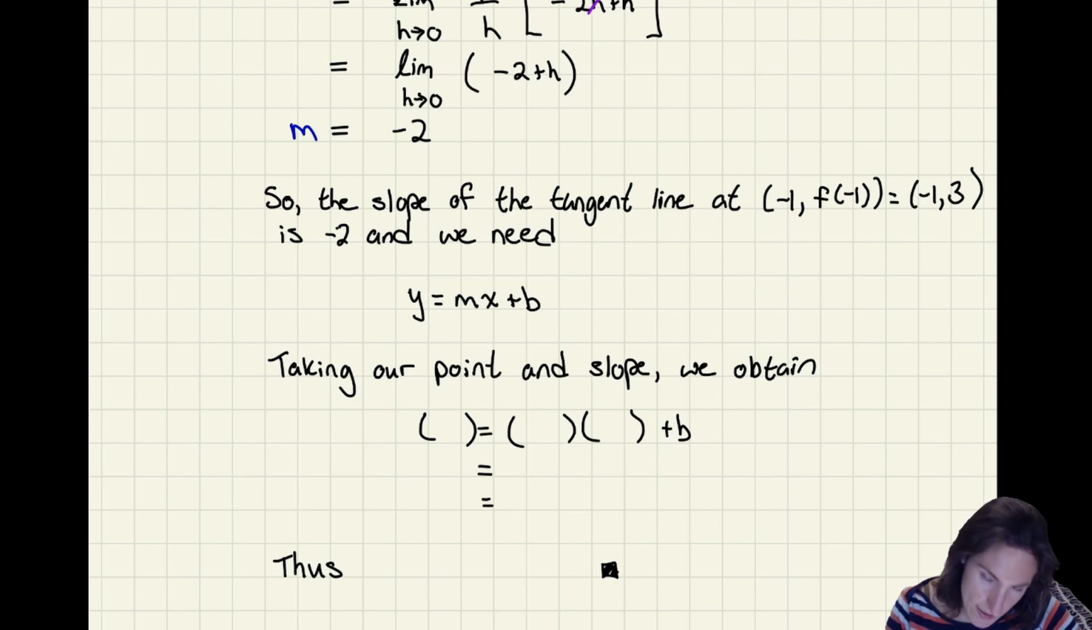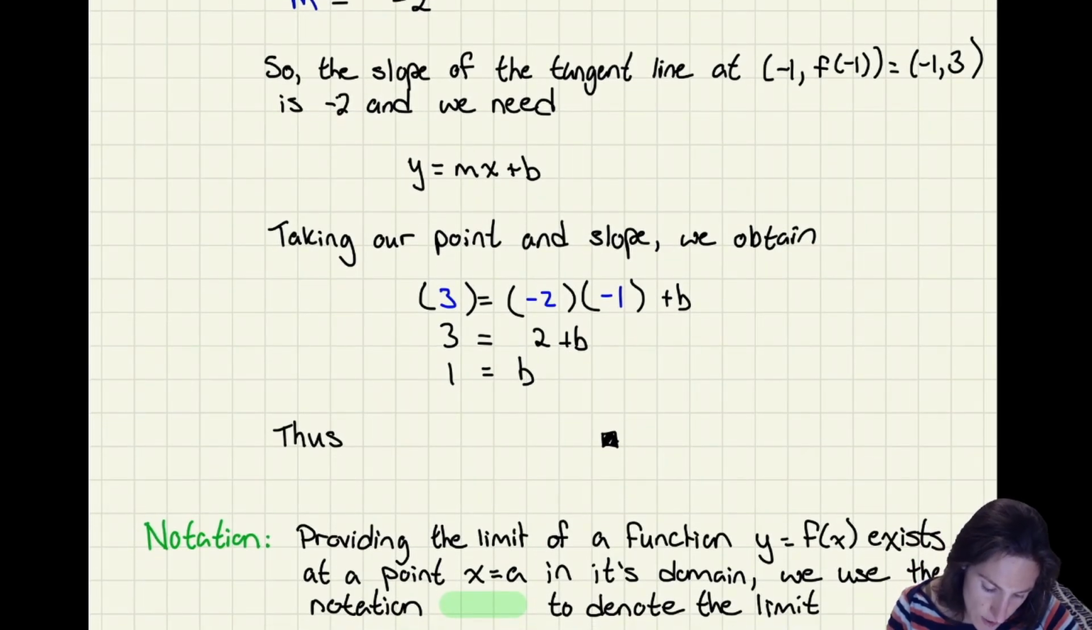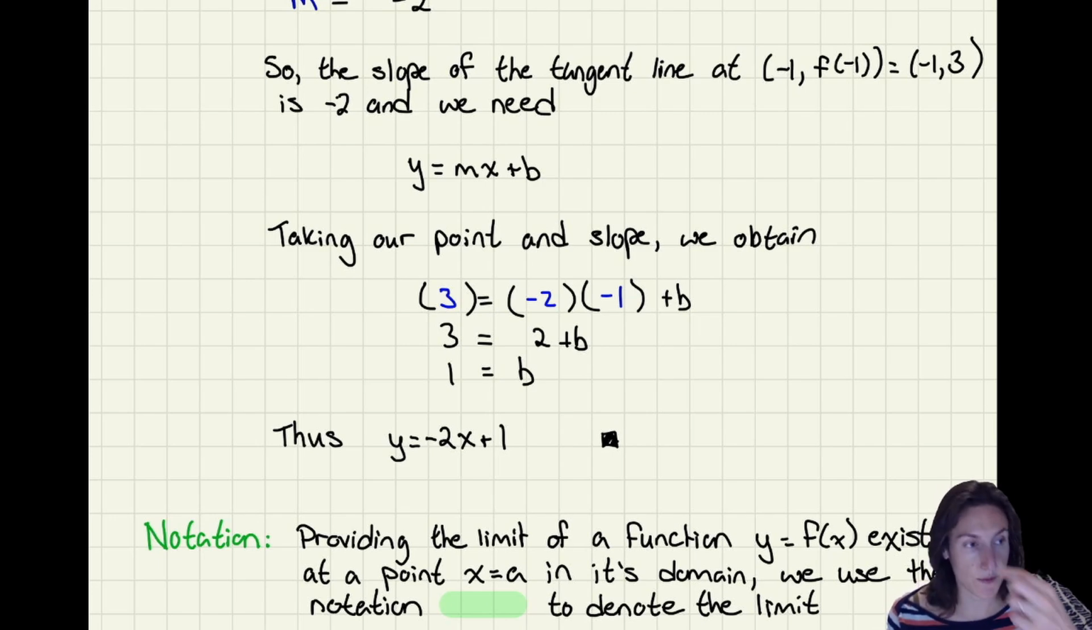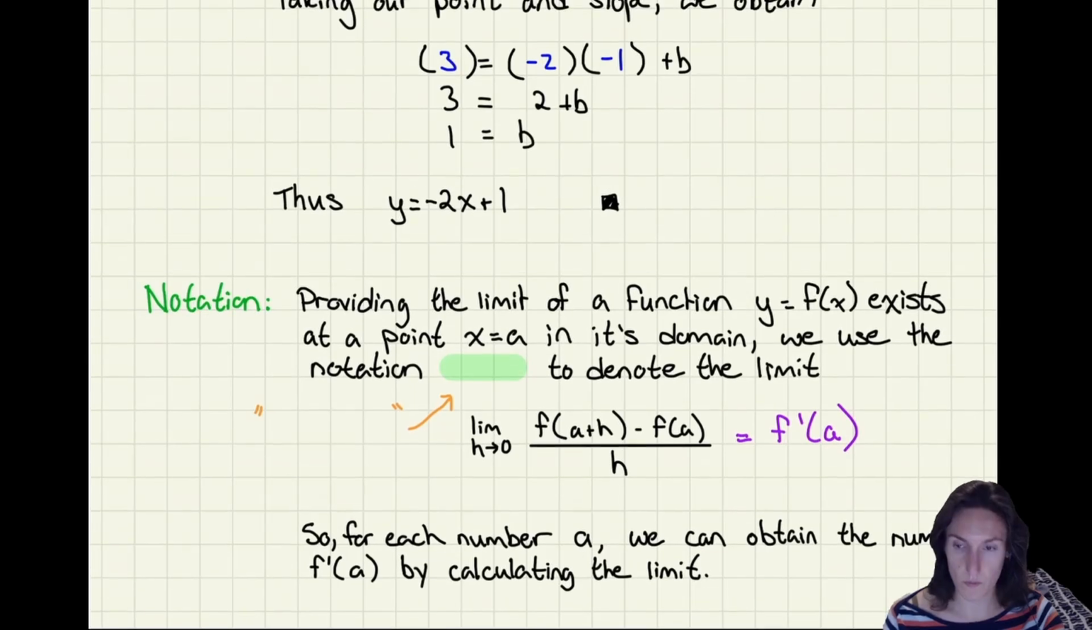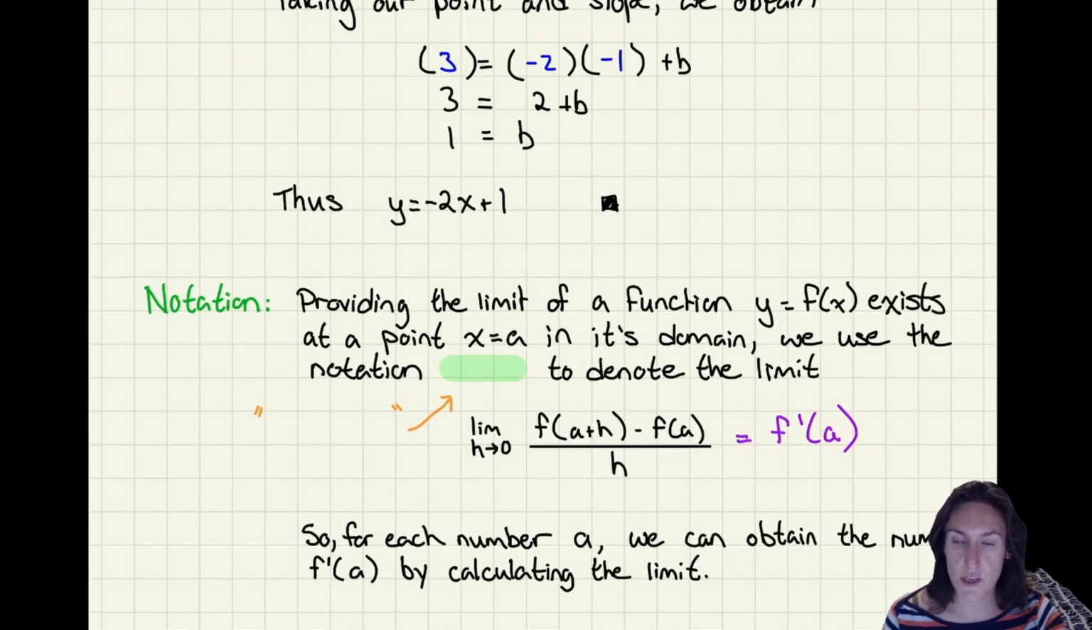Okay, so what's my y in this case? I have 3, -2, I have -1. So I have 3, 2 plus b. So 1 is equal to my b, and therefore the equation of my tangent line is y = -2x plus 1, at the point -1. All right. Okay, so there's how we can find the equation of a secant line or a tangent line.